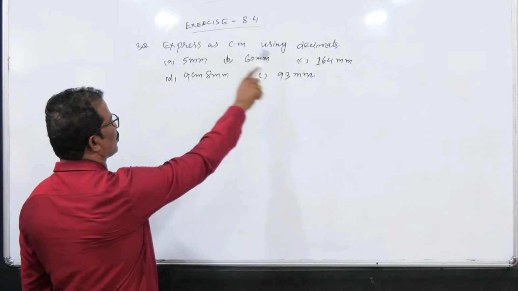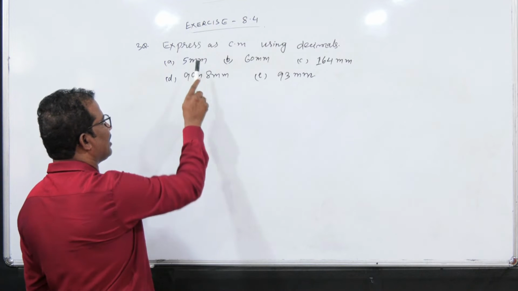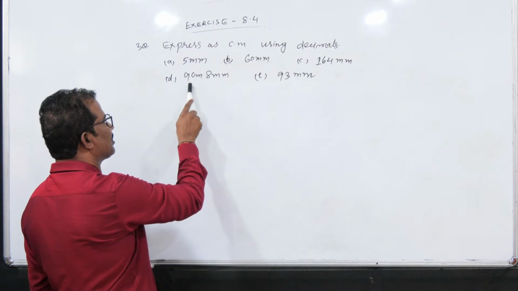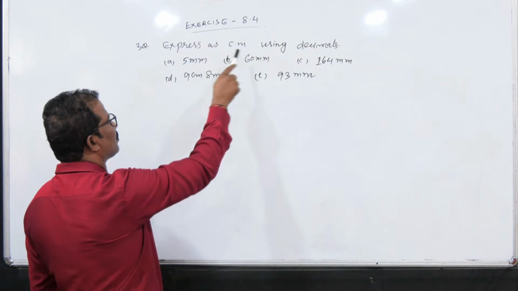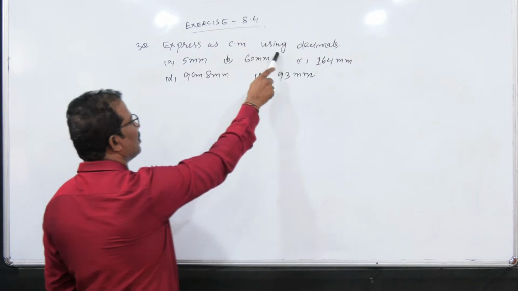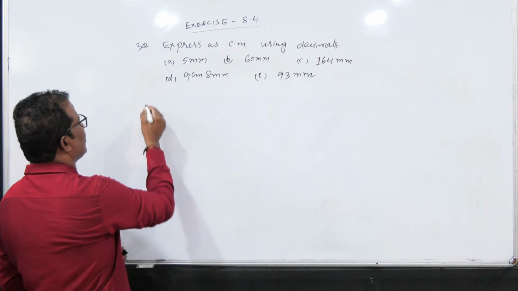Now you see in the third question of this exercise, that is express as centimeter using decimals. In these given questions, the units are in millimeters, and in some questions millimeters and centimeters. That whole units we have to convert into centimeters only by using decimals. How it is we can see.